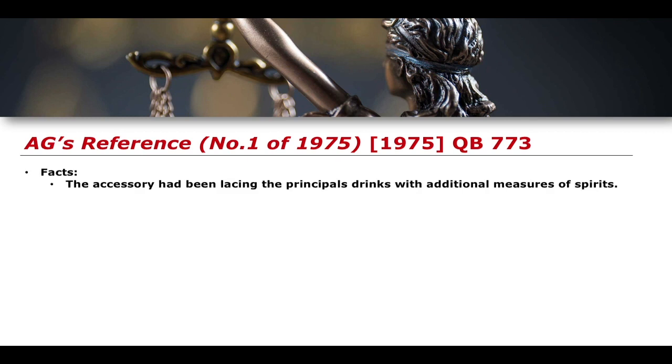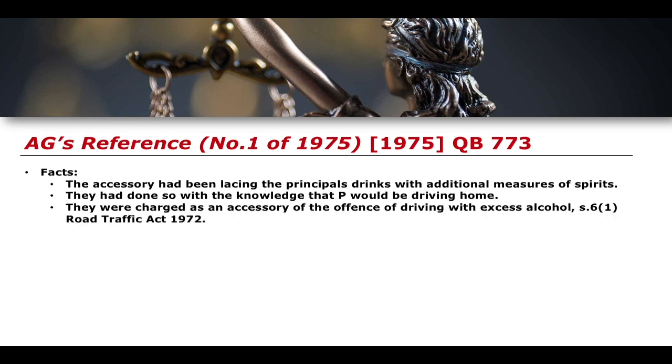In this case, the accessory had been lacing the principal defendant's drinks with additional measures of spirits. Okay. They had done so with the knowledge that the principal defendant would be driving home. So they knew that this person was going to be driving home, and as a result deliberately laced the principal defendant's drinks with more spirits than necessary, which meant that the principal defendant not only didn't know how much they had drunk, but also would get drunk incredibly quickly.